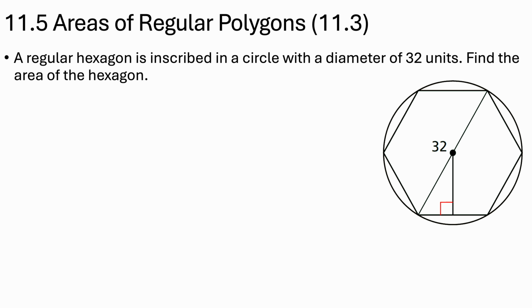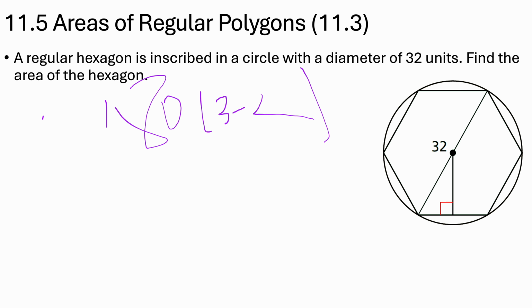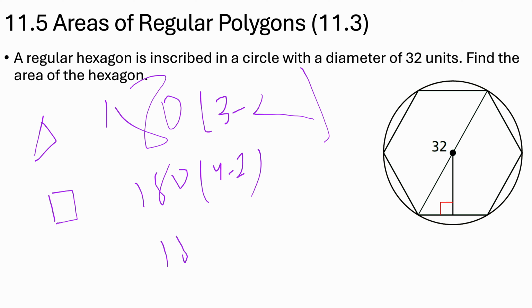180 times (n minus 2). For a triangle, it is 180 times (3 minus 2). For a quadrilateral, it will be 180 times (4 minus 2). For this one, 1, 2, 3, 4, 5, 6 sides, it will be 180 times (6 minus 2), which is 4. 180 times 4 is the answer.